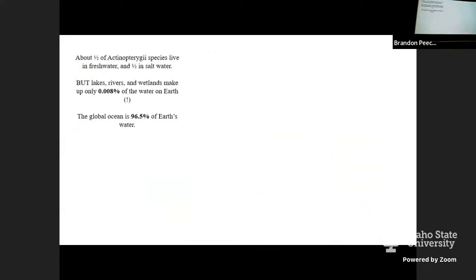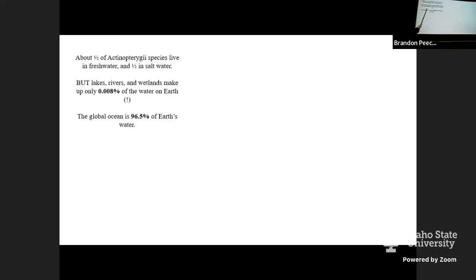Of those 34,600 species of actinopterygians, almost half of them, it oscillates between 49, 51, 50 percent based on research as we find new species, actually live in fresh water, and half of them actually do live out in salt water in the oceans. So 70% of Earth's surface is salt water, and only half of the species of actinopterygians actually live there. The other half lives in fresh water.